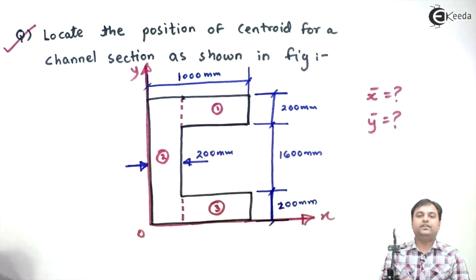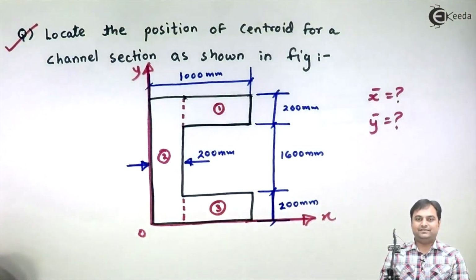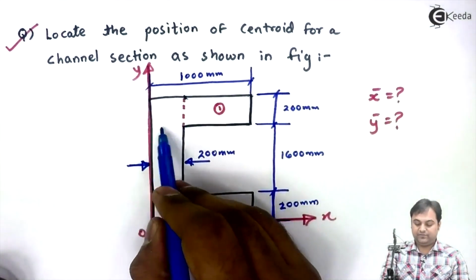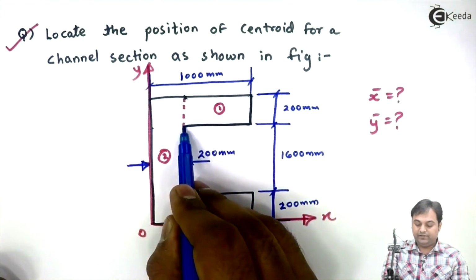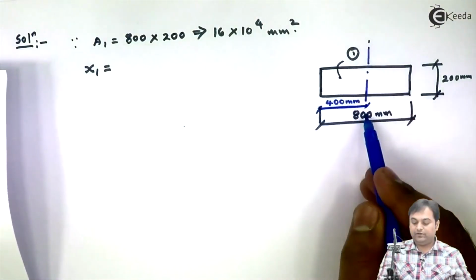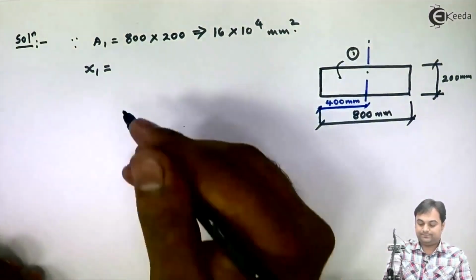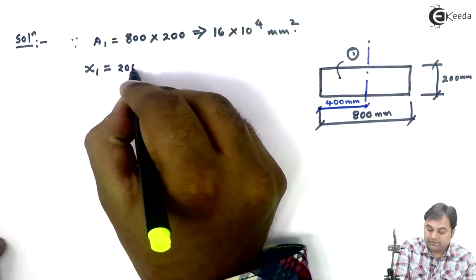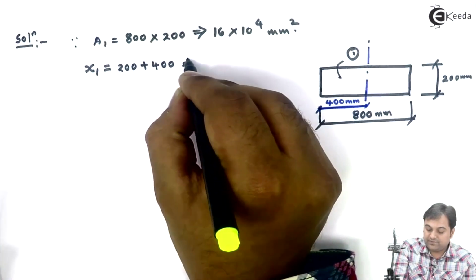But as we know, in case of centroid, we are taking the reference as x and y axis. So I have to measure the distance from the y axis. So from the y axis, this will be 200 plus 400, because here we are having at 400 the y axis for the first rectangle. So that becomes 200 plus 400, which gives me 600.